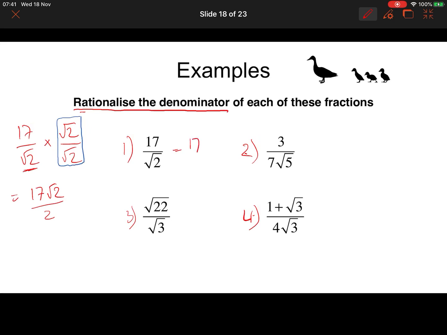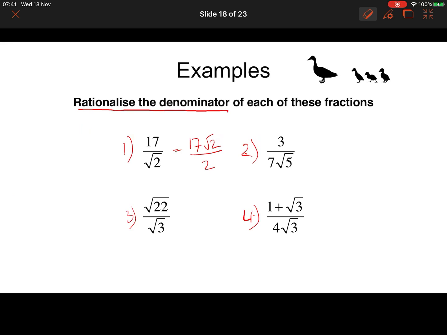Okay, so the answer is 17 root 2 over 2. Now, let's just look at number 2.